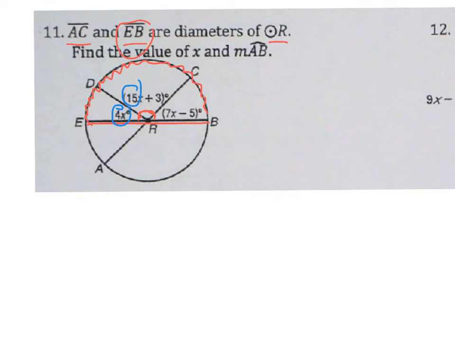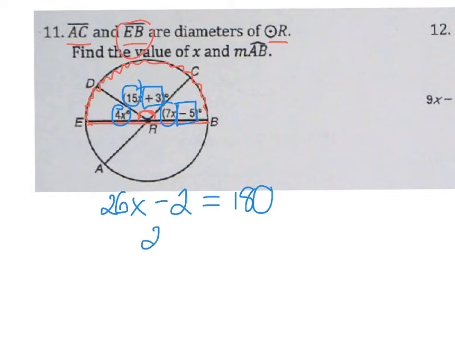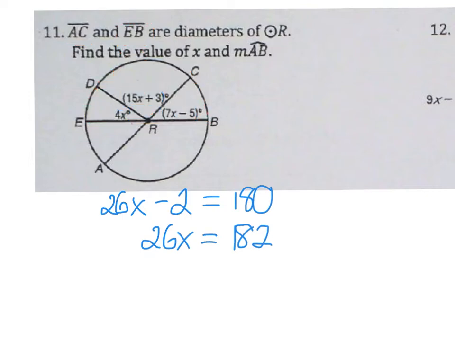So we're going to have 4x, 15x, and 7x. So I have 26x, and then I have positive 3 and negative 5, which gives me negative 2. And all three of them together are going to equal 180. So I'm going to end up with 26x equals 182. And after I divide by 26, I'm left with x equals 7. But what they're really asking for is the measure of arc AB down here.